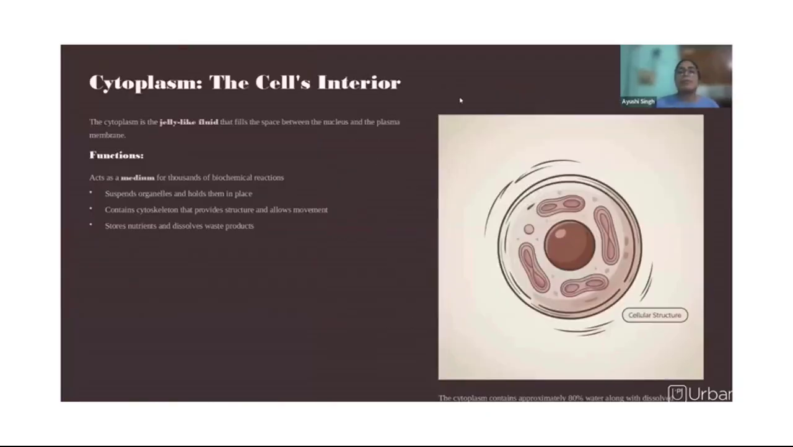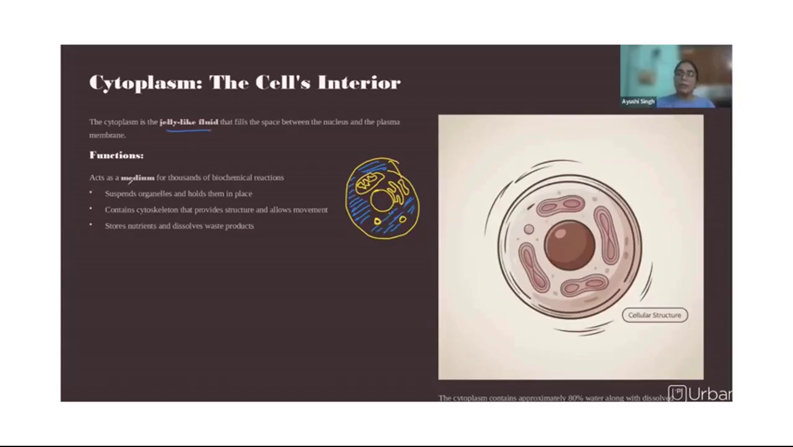Coming to the cytoplasm. If this is a cell and these are all organelles, let's say this is the nucleus, this is the mitochondria. This is not a very good mitochondria; we'll try making some later in our classes in a detailed manner. And this is the endoplasmic reticulum. This is the Golgi apparatus. Everything is there. So the cytoplasm is the jelly-like fluid which is present in the rest of the space, which is not covered by any cell organelle. This space is actually filled with jelly-like fluid.